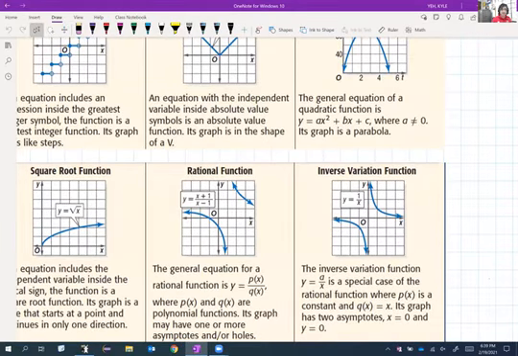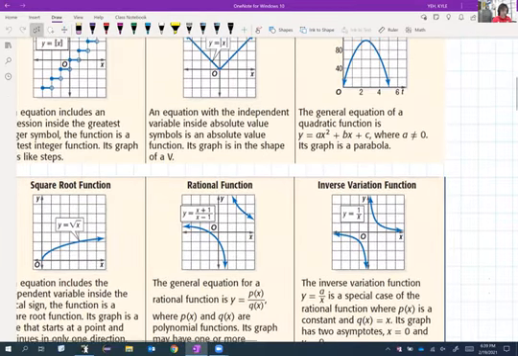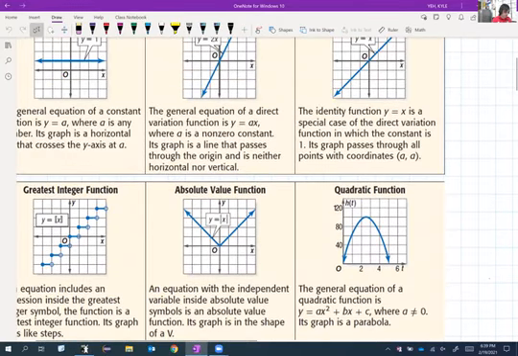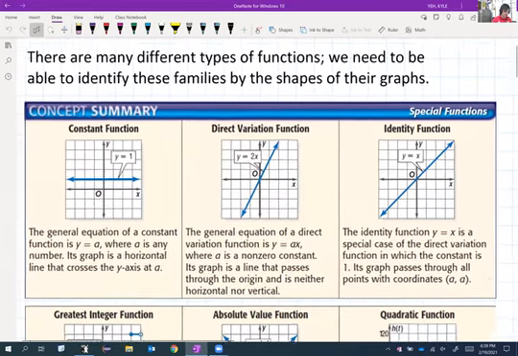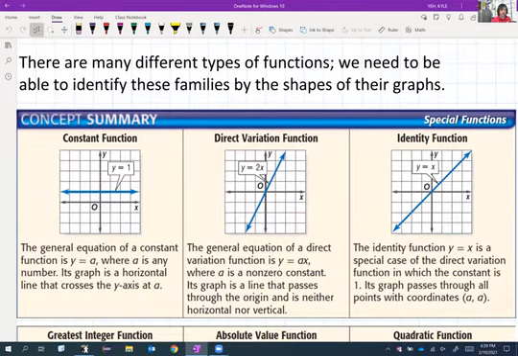And I'm going to kind of go through them one by one, talk about them a little bit, revisit their equations and just the key features of the graph. And then that'll be it for this section.